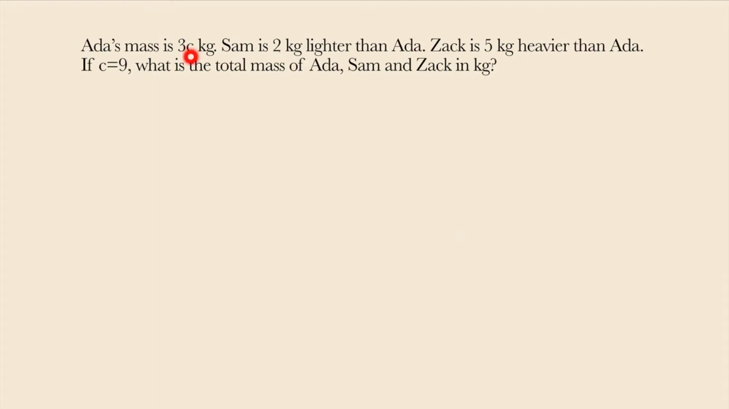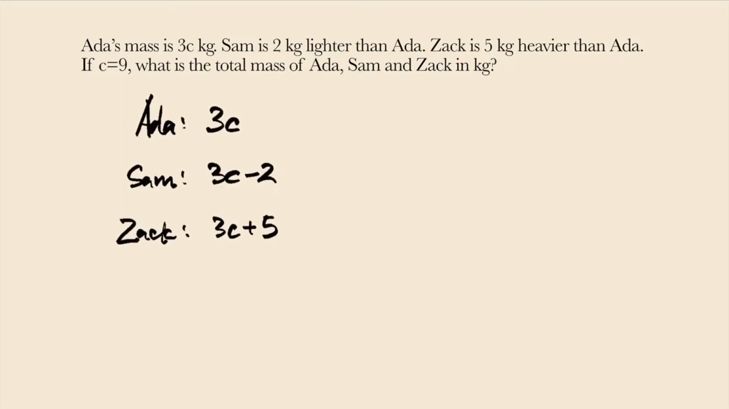Ada's mass is this 3c kg. Sam is 2 kg lighter than Ada. Now, once I see phrases like this, I know I should draw a model or make everything clear, which is what I'm doing here. So 3c for Ada, 2 kg. Sam is 2 lighter than whatever Ada is. So whatever Ada is, minus 2. Zach is 5 more than Ada. So whatever Ada has, plus 5.